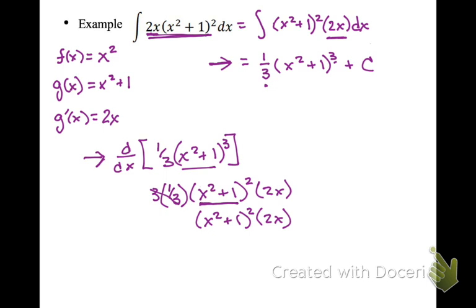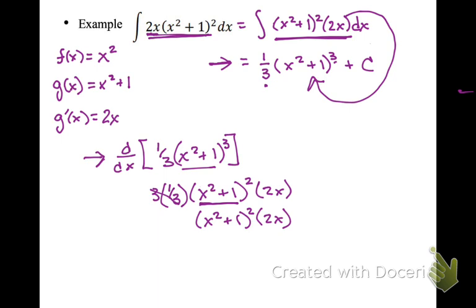So the 1/3 (x squared plus 1) cubed plus c is our answer to that. Because this right here is a derivative, correct? That's why it says dx. So when I take the integral, that's going backwards, back to the original function. We're taking the antiderivative, or the integral. So this right here was the original function.